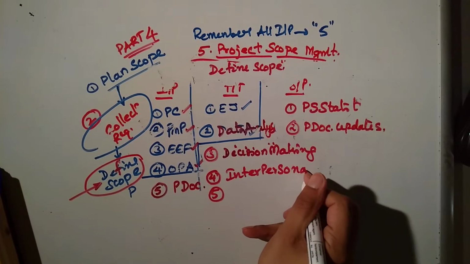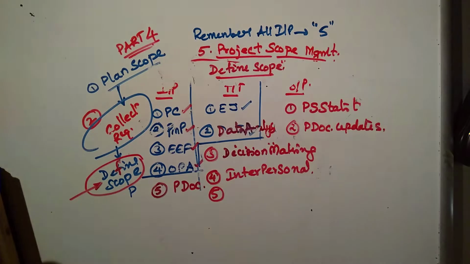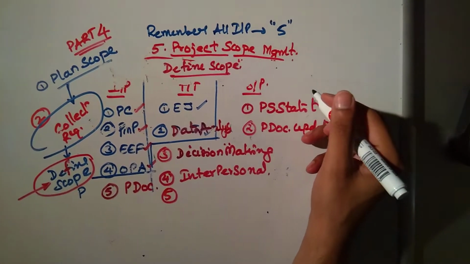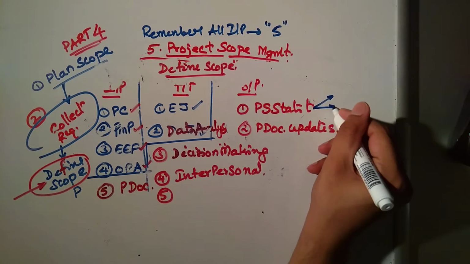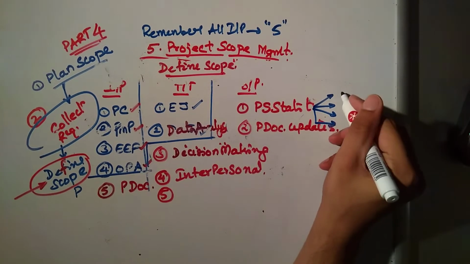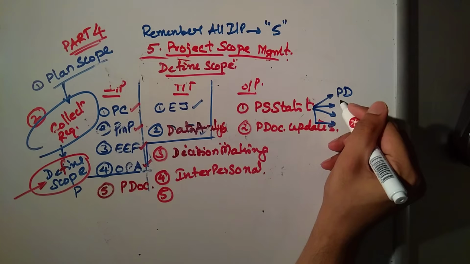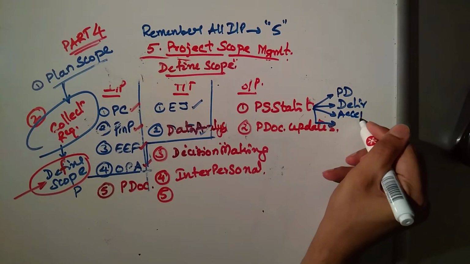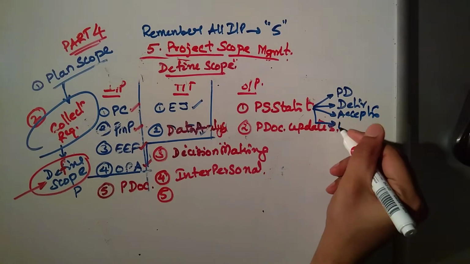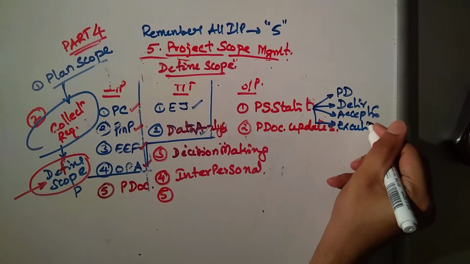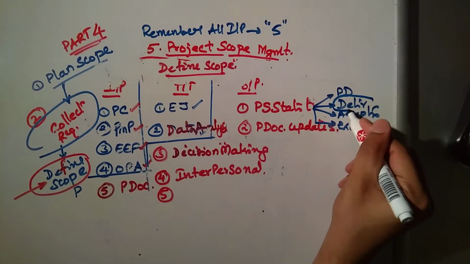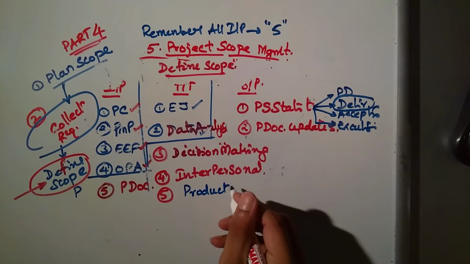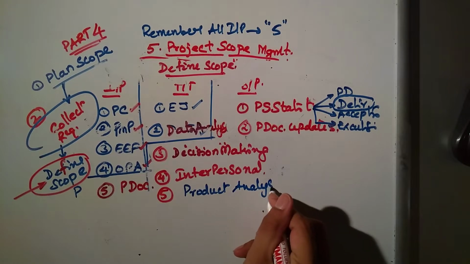The only extra thing which you have to add in define scope is what? The project scope statement is made up of many things, four things actually: project detailed description, the deliverable, assumptions or acceptance criteria, and exclusions. So for the deliverable, we can say product analysis.